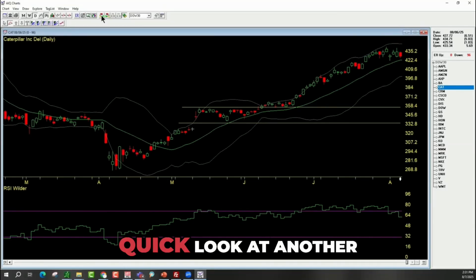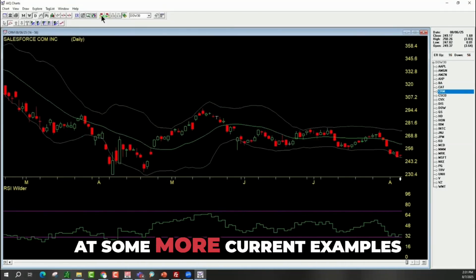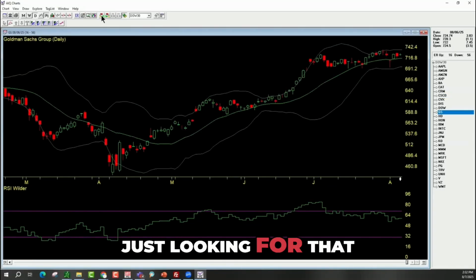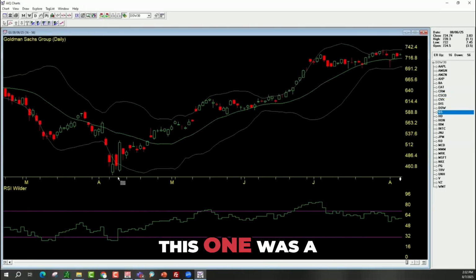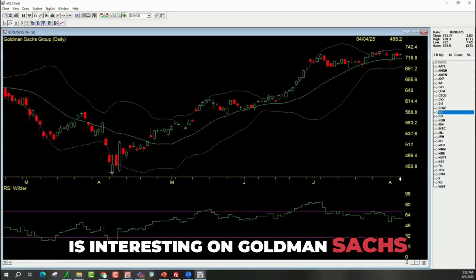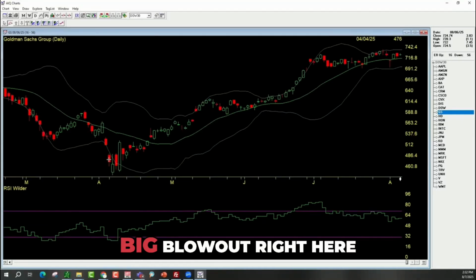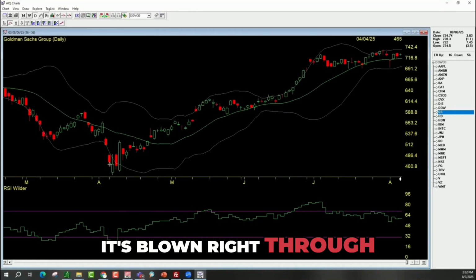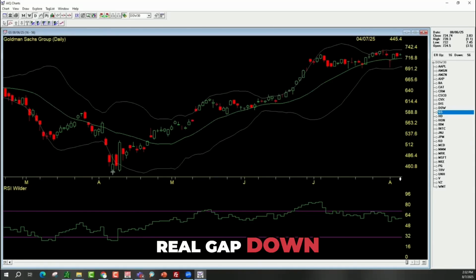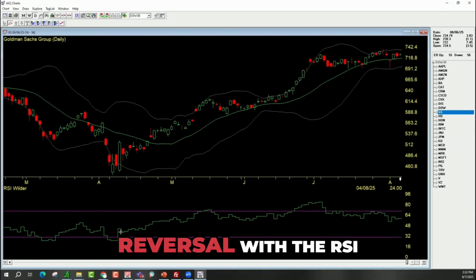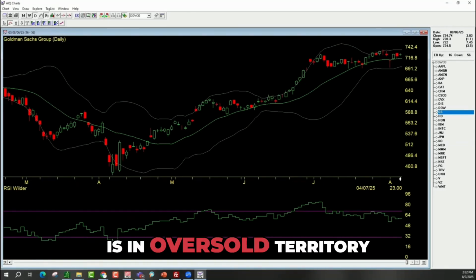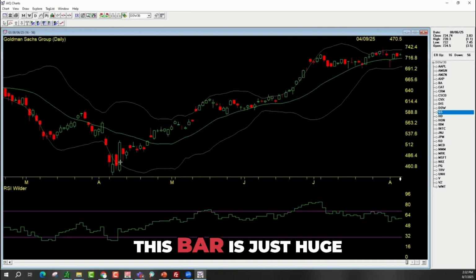Let's just have another quick look at another stock before we look at some more current examples. Just looking for that really good blowout. So this one was a big one down here. Notice this one. This is interesting on Goldman Sachs, because this is the first big blowout right here, right? It's blown right through the lower band. I mean, a real gap down. Here's the second one right here. So you've got two big blowouts to the downside here. That's a sure sign there's going to be a reversal because the RSI is in oversold territory. Next day, this bar is just huge.